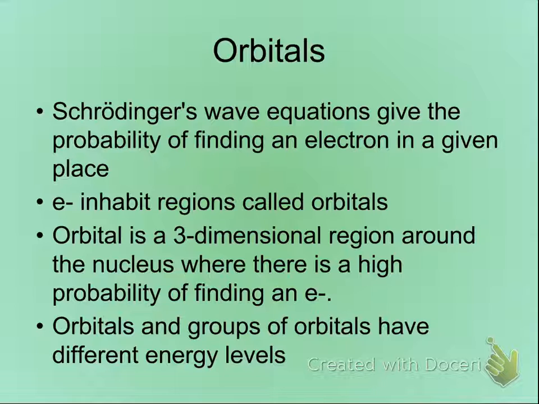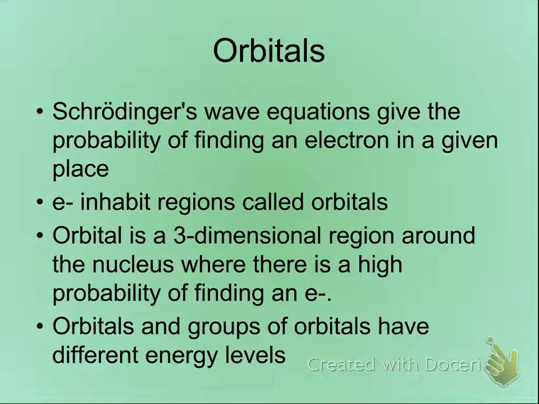Whose work tells us we can't pin them down? My hero, don't forget him, my darling, Werner Heisenberg. Heisenberg's uncertainty principle. So Heisenberg said we can't specifically locate an electron. We can't measure both its velocity and location at the same time.